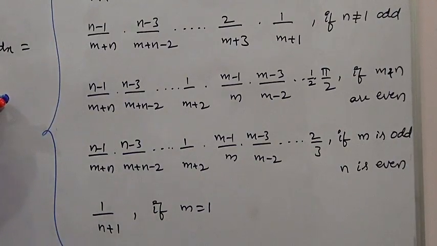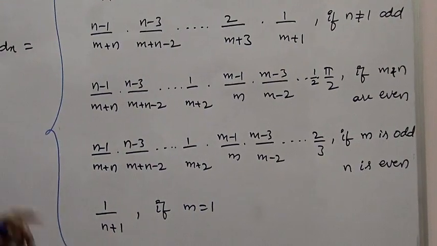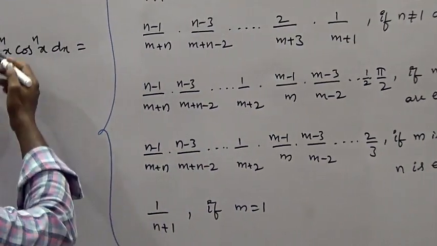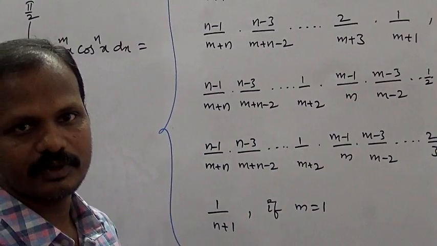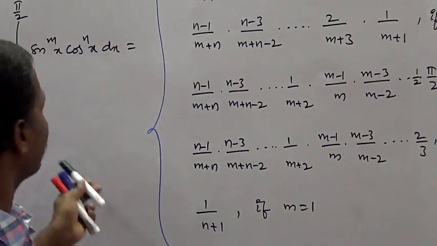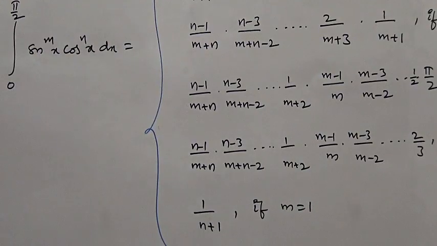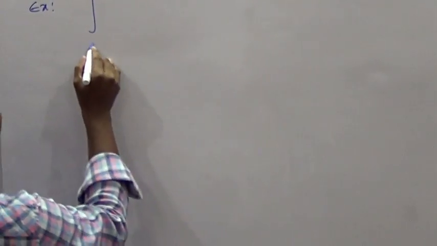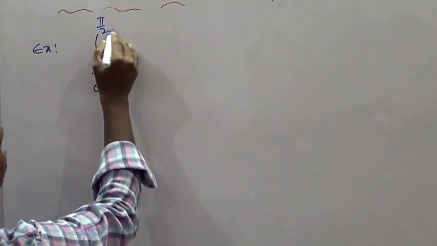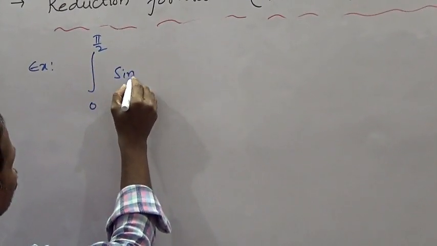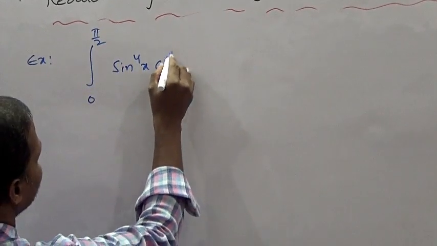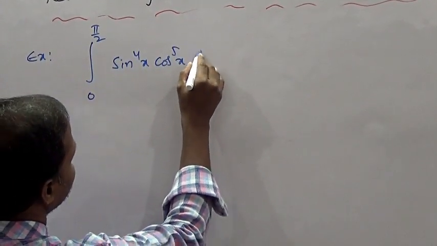Once this is completed, then start the reduction for m. So I will give one example on this. Okay, let us take one example. Find the value of the integral from 0 to pi by 2 of sin power 4x cos power 5x dx.